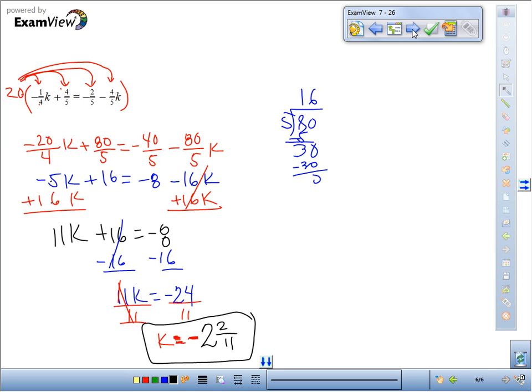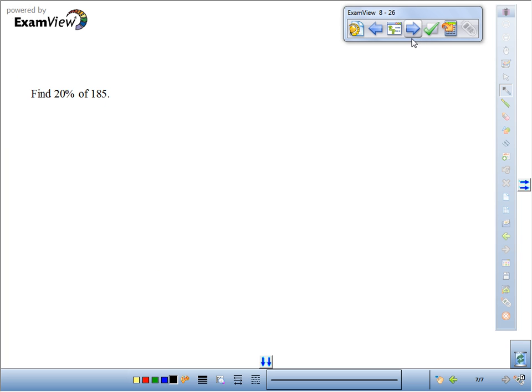Number 8. 20% of 185. Once again, for these percentage problems, make sure you write your is over of equals percent over 100. So which one didn't change? The 100, right? So therefore, blank equals blank over 100.